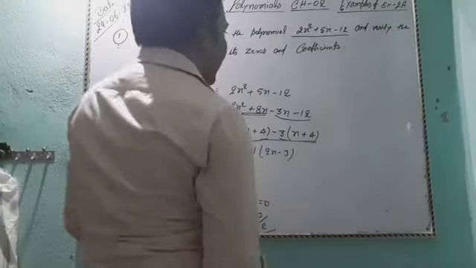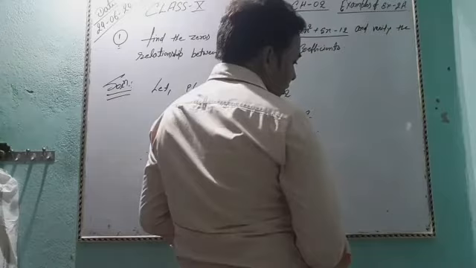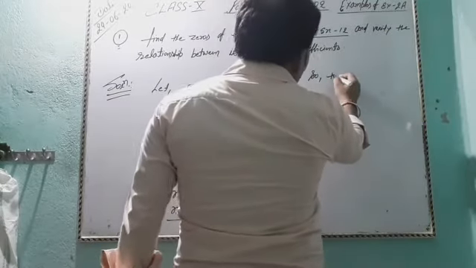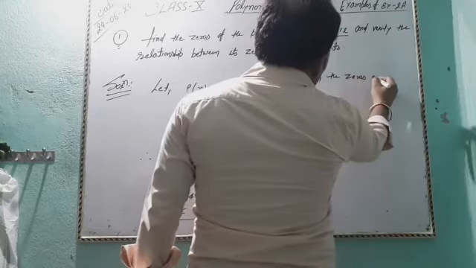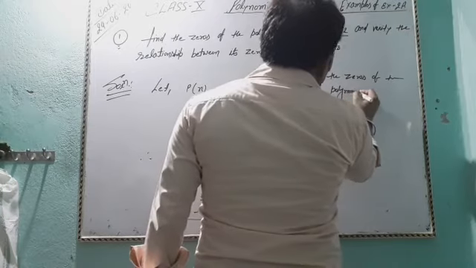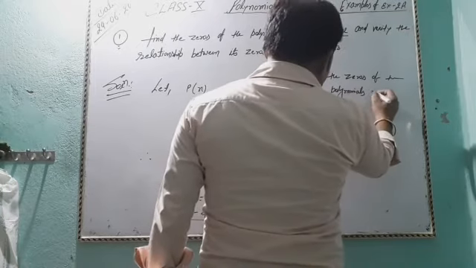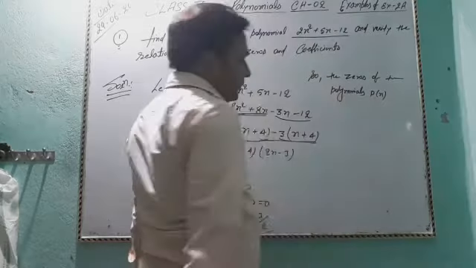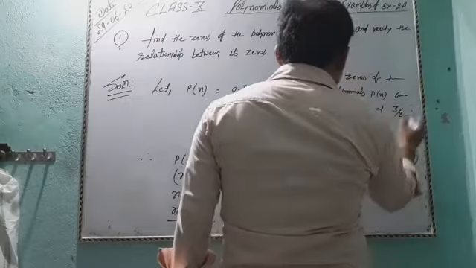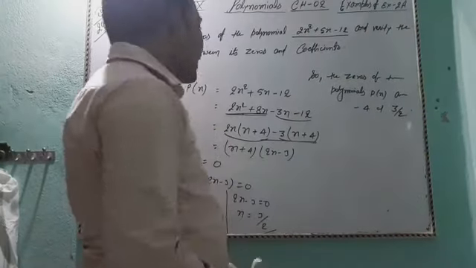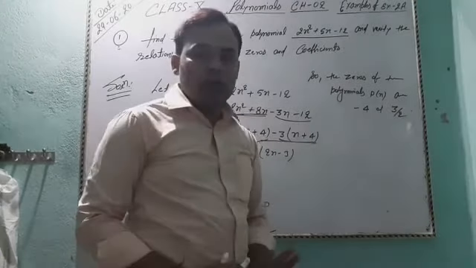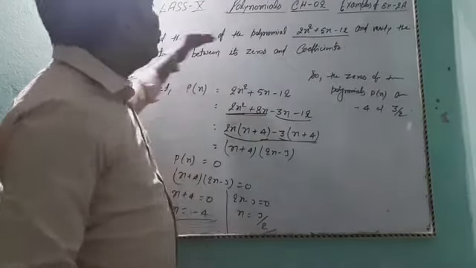So hence the zeros of the polynomial p(x) are minus 4 and 3 by 2. Okay, minus 4 and 3 by 2 are the two zeros of this polynomial. So, students, that was finding the zeros of the polynomial.